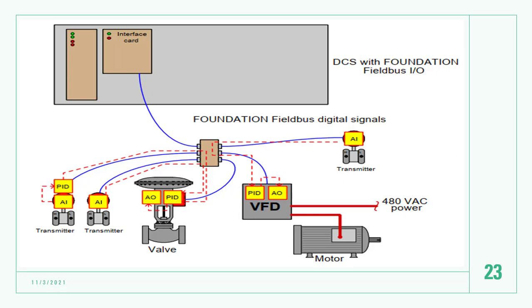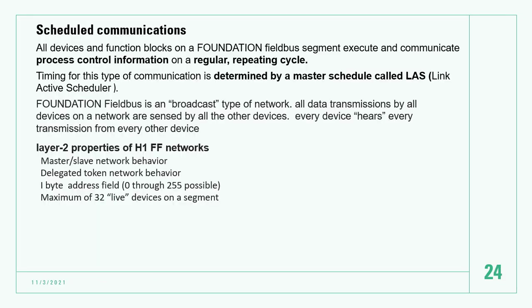If you do communication, you should have a way to communicate. Some device calls another device, then the other device responds to this device. So in communication you have scheduled communication and unscheduled communication. Scheduled communication is where all the devices and function blocks on a Foundation Fieldbus segment execute and communicate process control information on a regular repeat cycle.